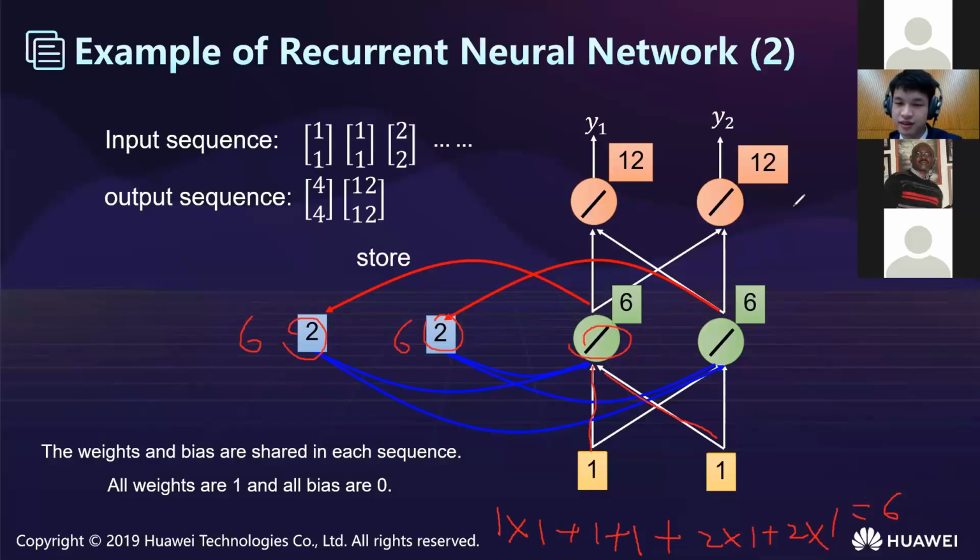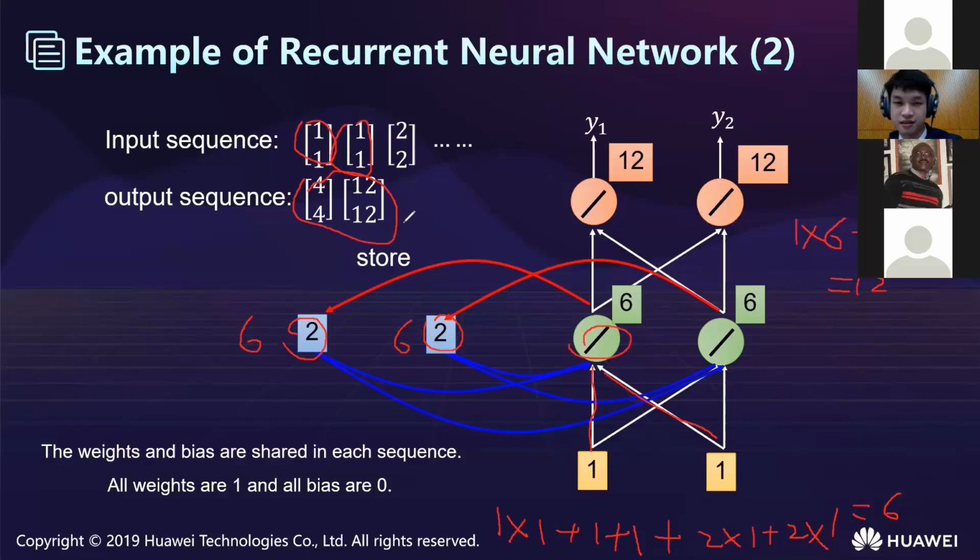And then calculate the output. It will be 1 multiply 6 plus 1 multiply 6, which is 12, right? Yes. So even if we input the same value, the input is the same, but we can get different output, like 4, 4 or 12, 12.